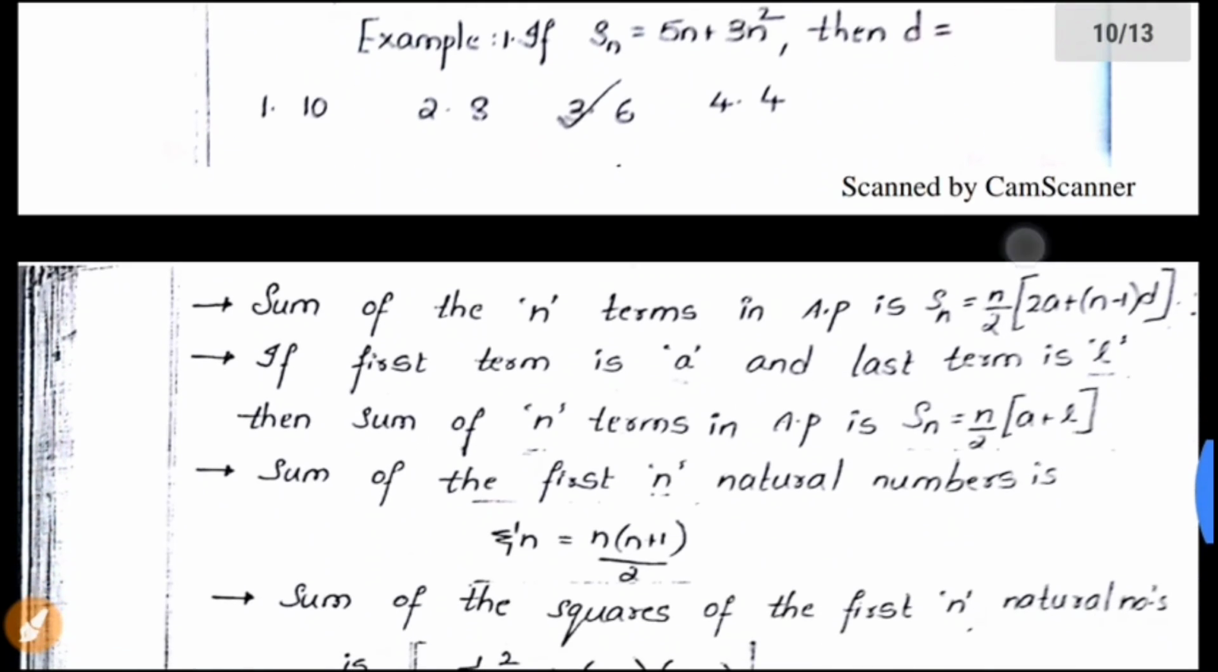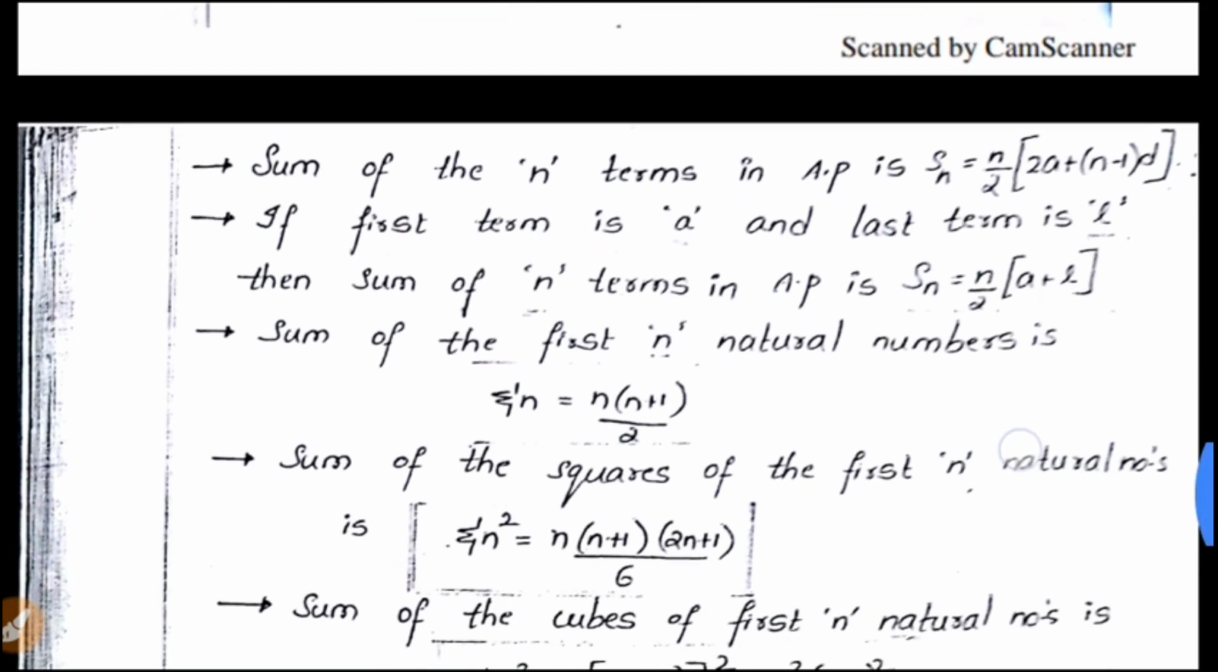Next. Sum of the n terms in AP is Sn is equal to n by 2 into 2a plus n minus 1 into d. This is the sum of the n terms in AP. The first term is a and the last term is l in arithmetic progression. Means if you know first term, if you know last term, then the sum of the n terms is very easy. That is nothing but Sn is equal to n by 2 into a plus l.